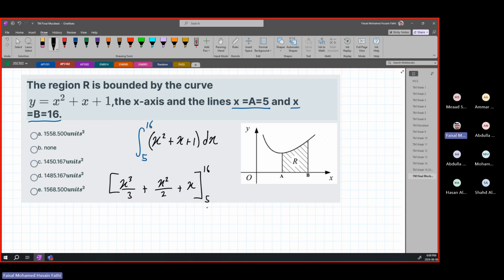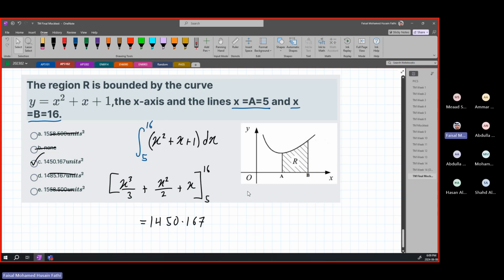It's going to be x squared plus x plus 1 from 5 to 16. And you get 1450.167. All right. So it's not this, it's not this, it's not this. Oh, it's right here. This is going to be your answer.